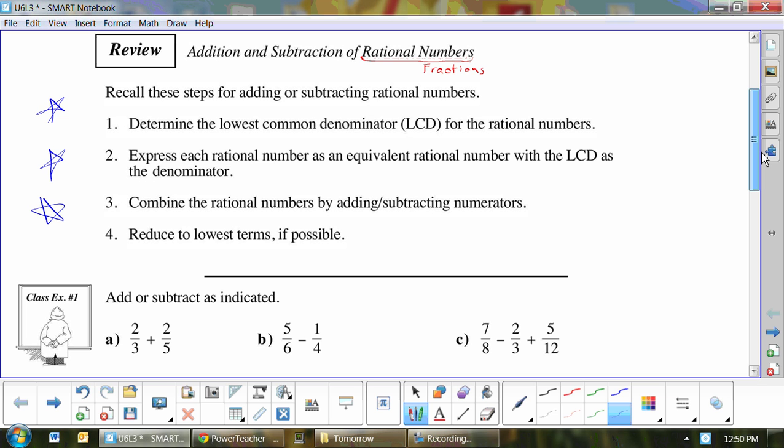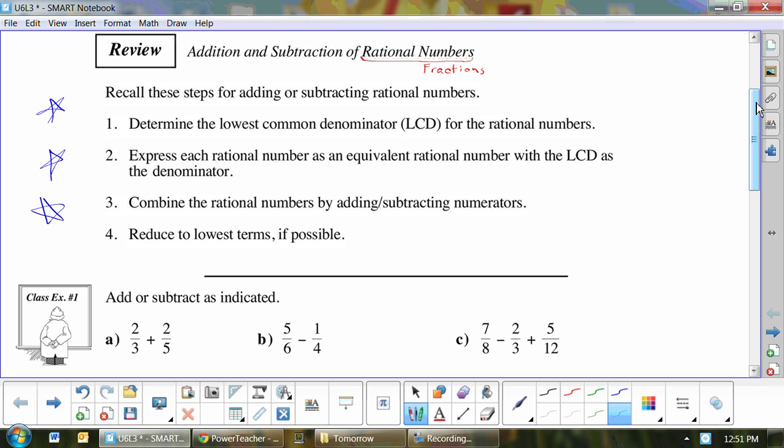Okay, so this is something that you guys have learned for 5 years now, and this is something that I still see mistakes on the quizzes and tests all the time. So we're going to review it, and it might seem silly and easy, but I don't want to be marking test questions wrong because you couldn't add fractions properly.